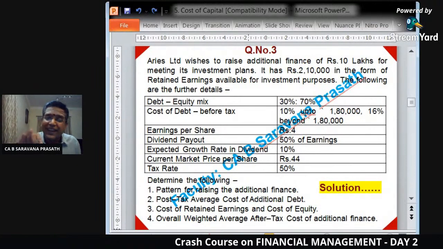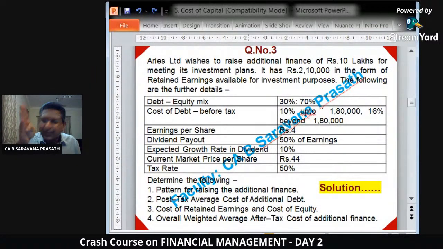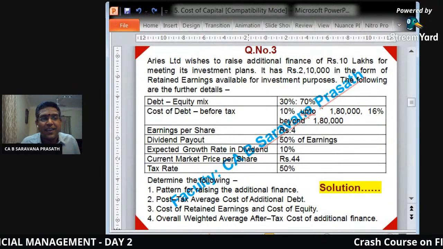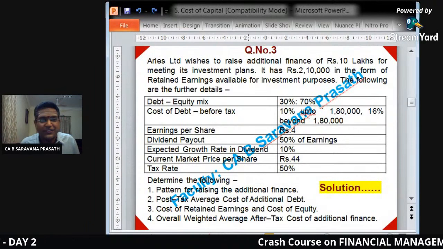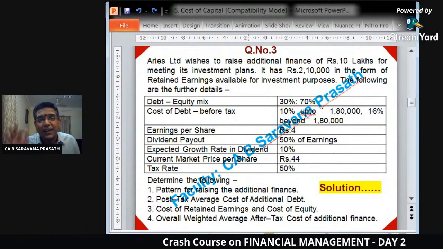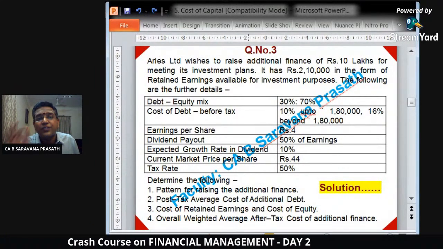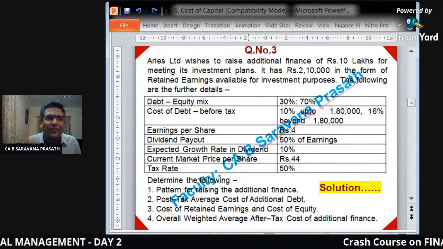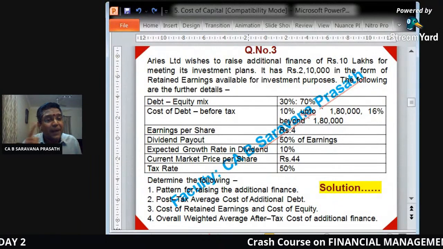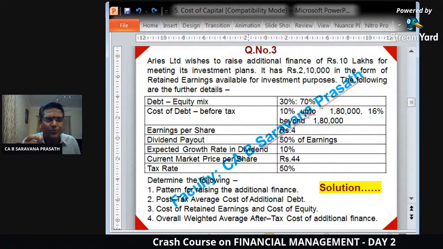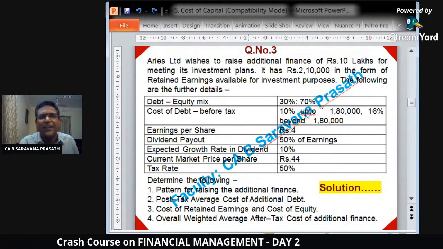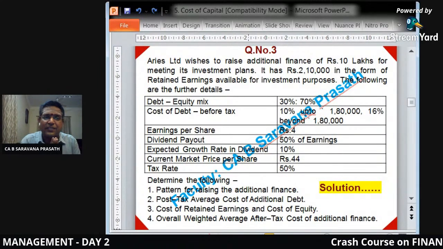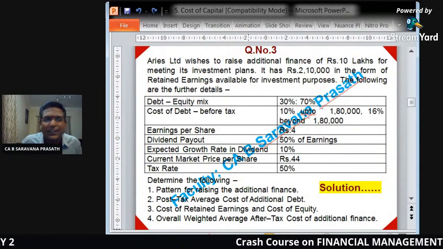So out of 7 lakh rupee equity, 2,10,000 will be retained earnings. The balance 4,90,000 will be a fresh requirement of funds. This 2,10,000 represents a bonus issue because it is already available as retained earning. No fresh money is required from the shareholders, whereas the balance represents a rights issue to existing shareholders. We will take it on that basis. We assume that our existing shareholders will be given the first priority. It becomes a rights issue.